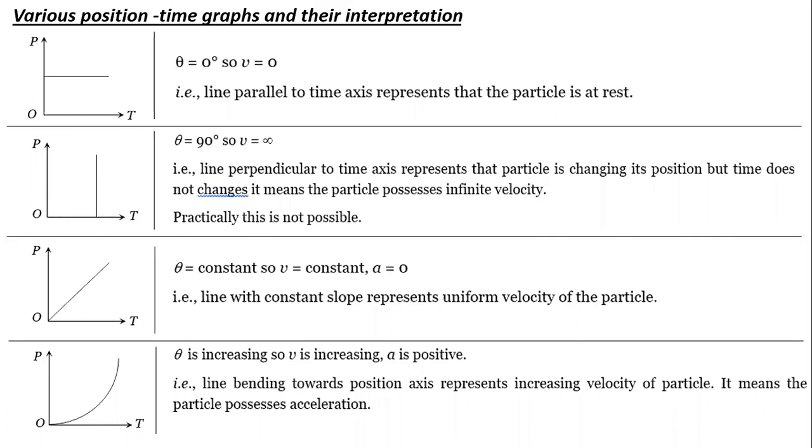So these are the first four graphs and their interpretation. First was horizontal, then vertical, then inclined, then a curve. Yes, Vidushi, the angle is initially 0°, then slowly and steadily increasing towards 90°. Hence, if the angle is increasing, the velocity is increasing, the tan value is increasing.